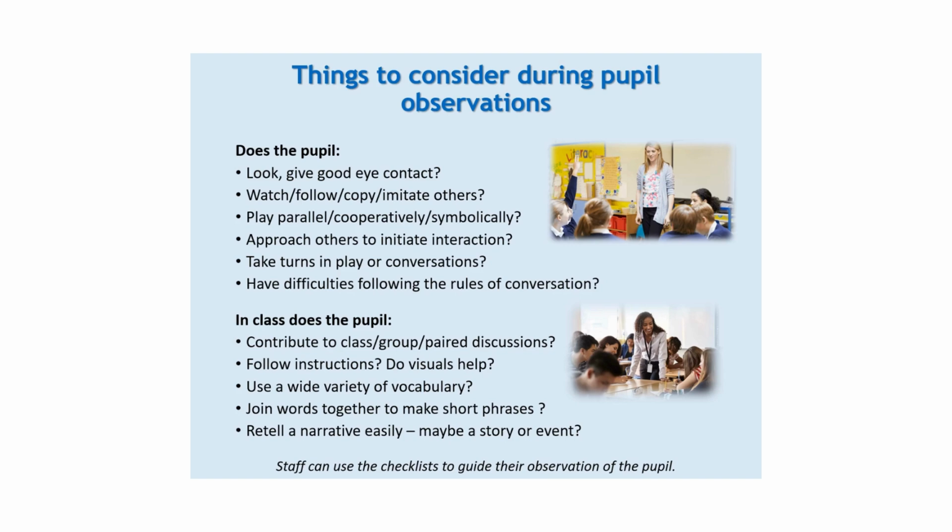In class, does the pupil contribute to class, group, and paired discussions? Follow instructions and do visuals help? Use a wide variety of vocabulary. Join words together to make short phrases. And retell a narrative easily, make a story or event. Staff can use the checklists to guide their observation of the pupil.